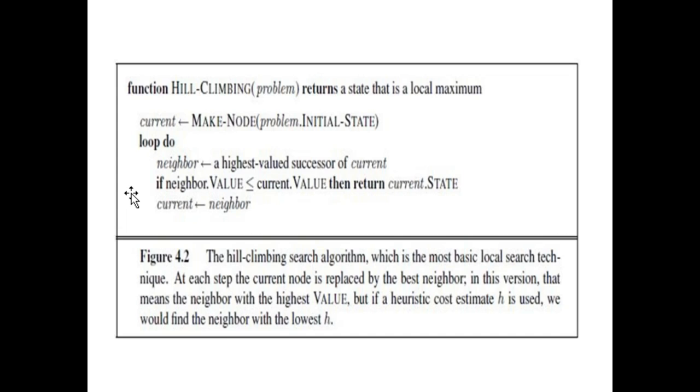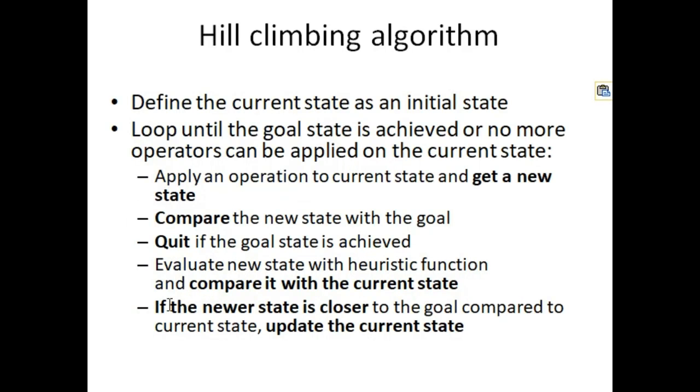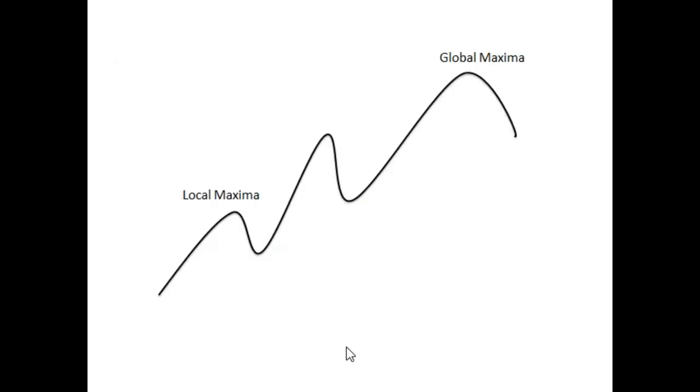Just look at this algorithm: we evaluate a new state with the heuristic function and compare it with the current state. If the new state is closer to the goal compared to the current state, we move to it. At this point, the new states are not closer to the goal state because they lose height.